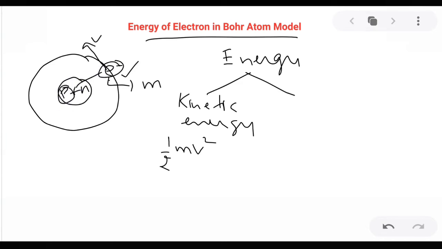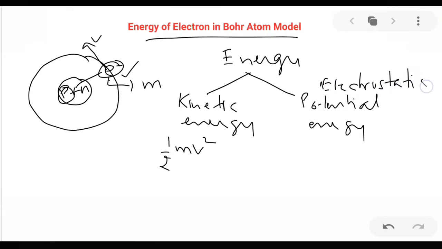And this electron is in the field of this proton. So that means it will also have potential energy, because if a charged particle is in the field of some other charged particle, it will have potential energy. This is electrostatic potential energy.